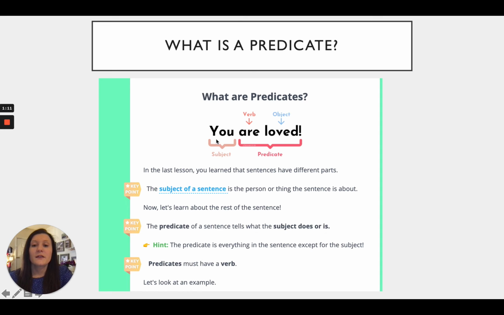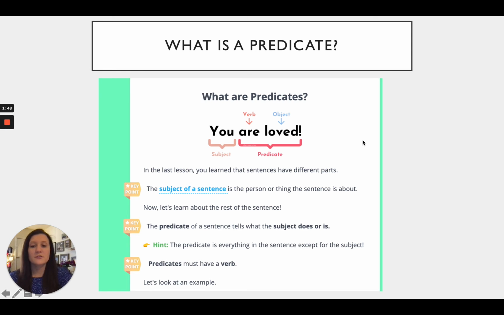And we see that the subject is you. And again, the predicate is everything in the sentence except for the subject. So we know that are loved is going to be the predicate because it does not include the subject. The word are is the verb, and loved would be our object. So remember, the predicate of a sentence tells what the subject does or is. So in this sentence, it's not telling what the subject is doing, it's telling what the subject is. So it's saying that you are loved.